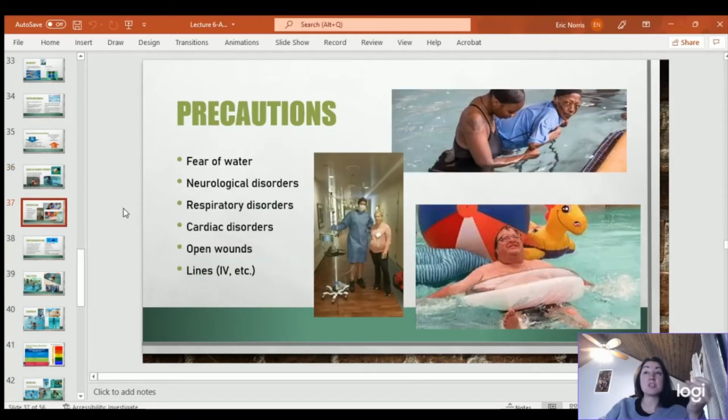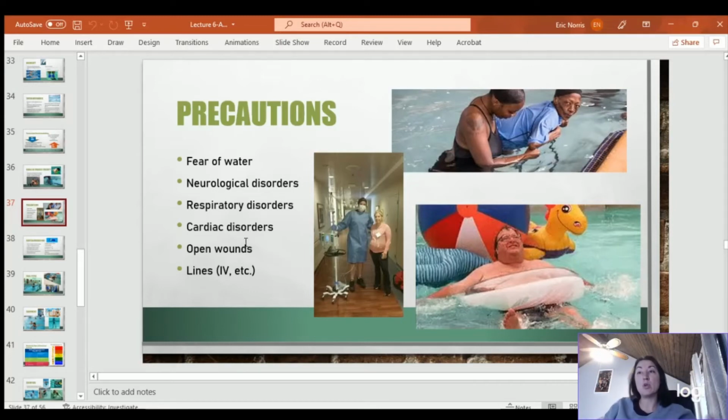Some of the precautions: if somebody has a fear of water, then aquatic therapy may not be best. Neurological disorders, just depending on their level of consciousness and things like that, may have to use your judgment there. With respiratory disorders, remember, water increases venous return. If already the respiratory system can't keep up or the heart can't keep up, like cardiac disorders, then you have to be cautious about using water because it may overwhelm a system that's already overwhelmed.